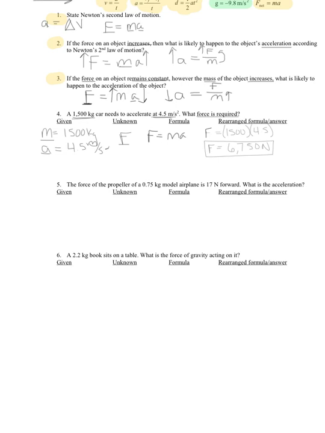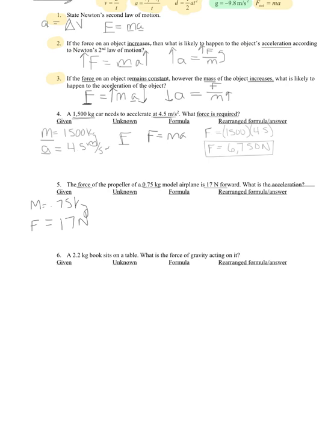Let's see if I can get one more in here. I'm just going to walk through this again. I'm not going to explain it, I'm just going to walk through it. Hopefully you'll be able to pick it up as we go. So the force on a 0.75 kilogram propeller is 17 newtons. What's the acceleration? All right, I'm given a mass, 0.75 kilograms. I'm given a force, which is 17 newtons.